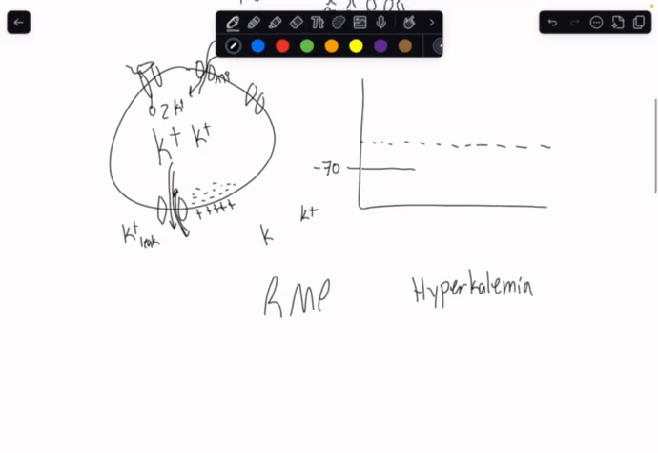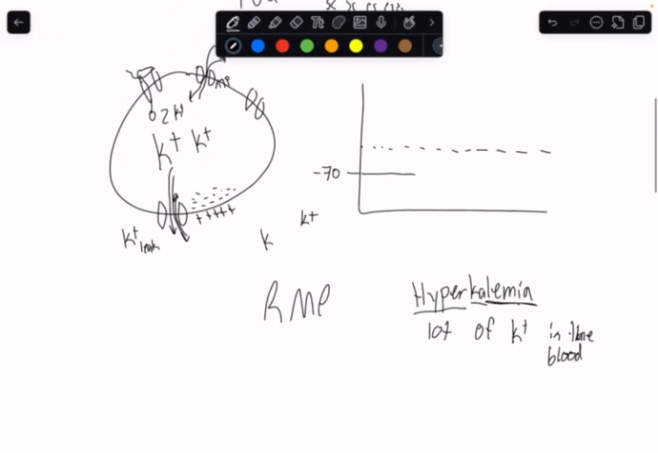Hyperkalemia is basically, if we break it up, so hyper just means a lot, and then kal means potassium, and then emia or lemia means blood. So there's a lot of potassium in the blood, or just outside the cell. So we have this gradient, right? There's a ton of potassium on the outside of the cell.